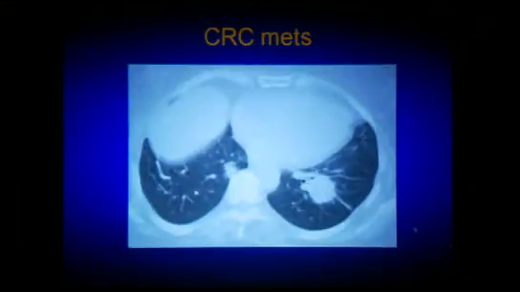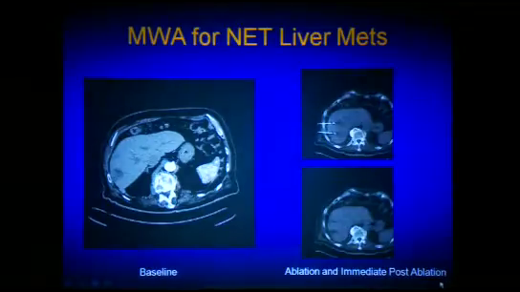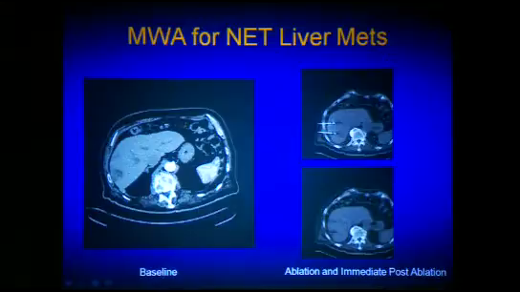Here's a colorectal metastasis to the left lung base. It is close to a lung vessel, and we're able to ablate that area. Here's another neuroendocrine metastasis. We have 2 focal metastases here. We ablate at the same time, simultaneously, getting a good overall result.